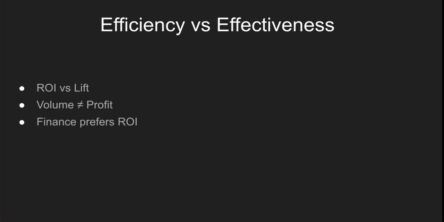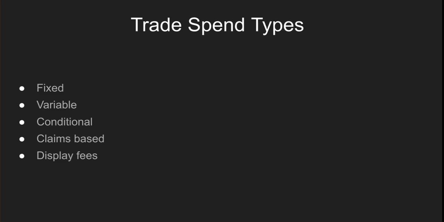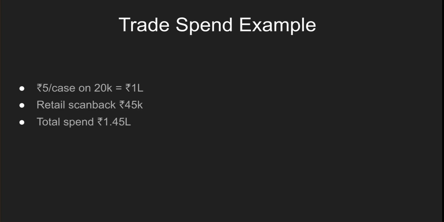Let's talk about the trade spend types. TPM supports fixed display fees, variable rates, conditional payments, and claim-based payments as well. Let's take an example of trade spend. Suppose 5 rupees per case on 20,000 cases will become 1 lakh, and the retail scan bags only 45k. Then the total spend will be 1.45 lakhs.